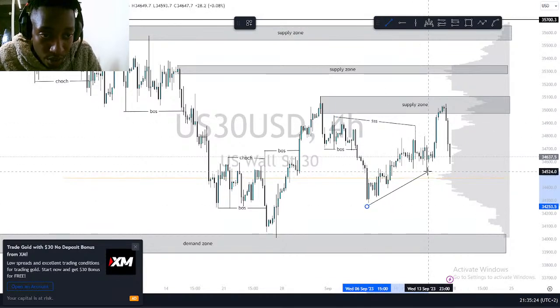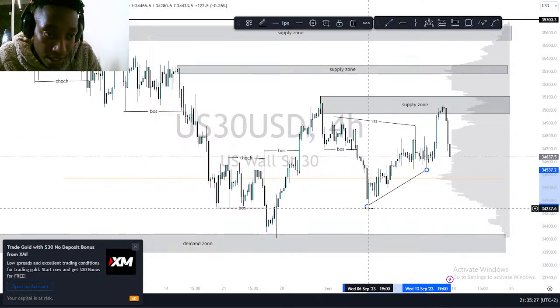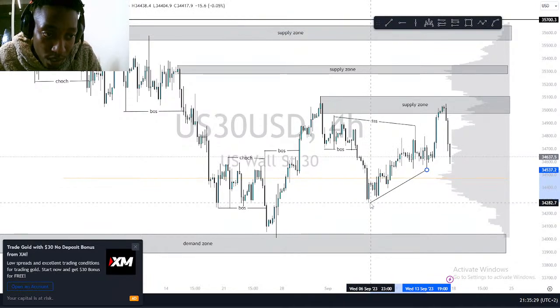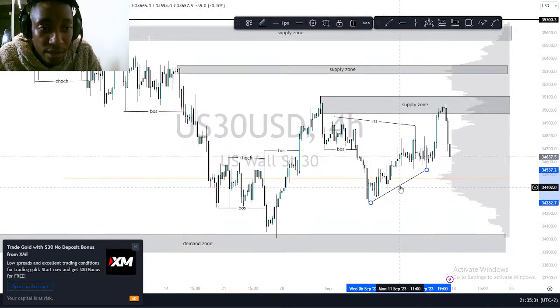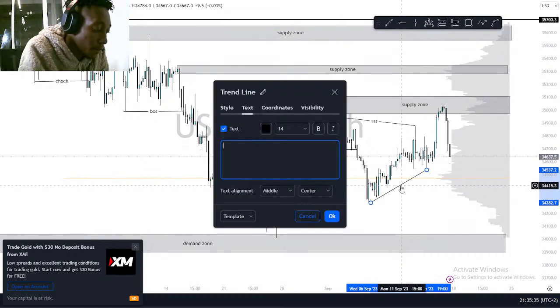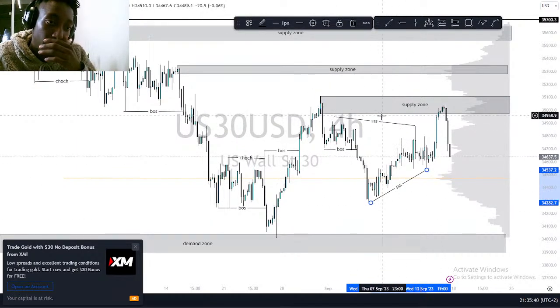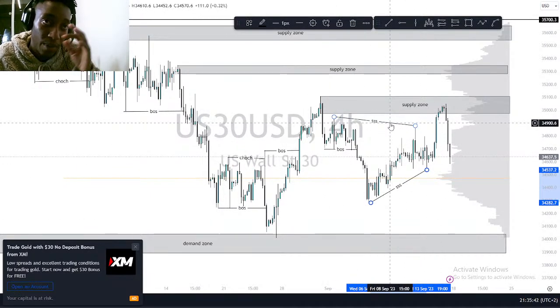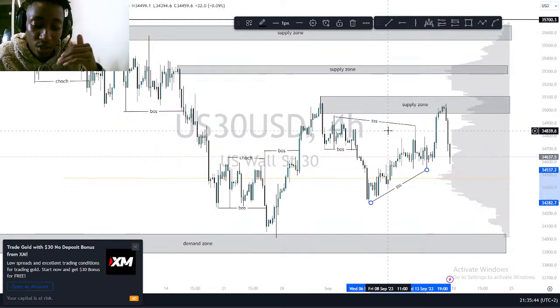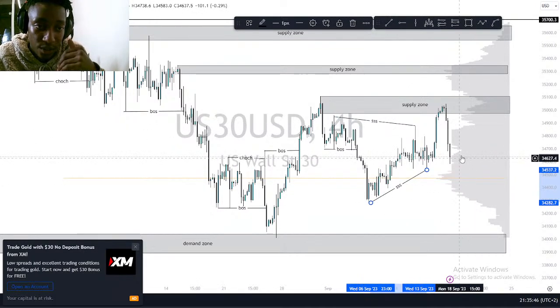Why is it pushing to the downside? We have sell side liquidity resting below these lows here. You understand? So since the market took out the first buy side liquidity, we are expecting the market to come and take out the sell side liquidity.